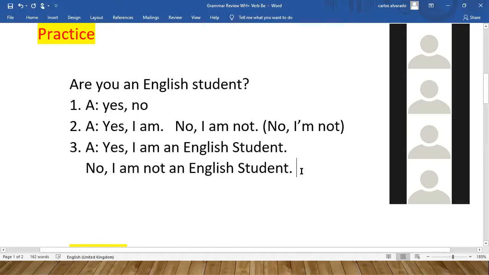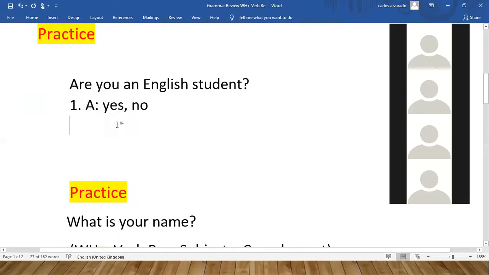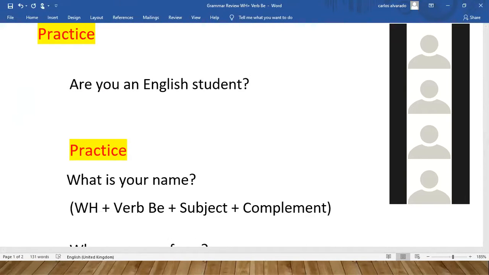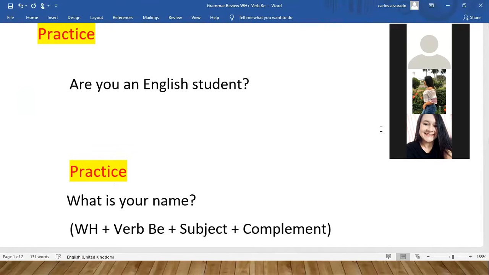Questions, por lo menos, ¿cómo hacer las preguntas con el verb to be? Do you have any questions? Let's say, for example, William, can you give me an example of a question with the verb to be? Yo le di varias, ¿va? Are you an English student? Are you from El Salvador? Algo que tú quisieras preguntarle a otra persona, yes or no? William? William, William, ¿estás ahí? Sí, aquí está.